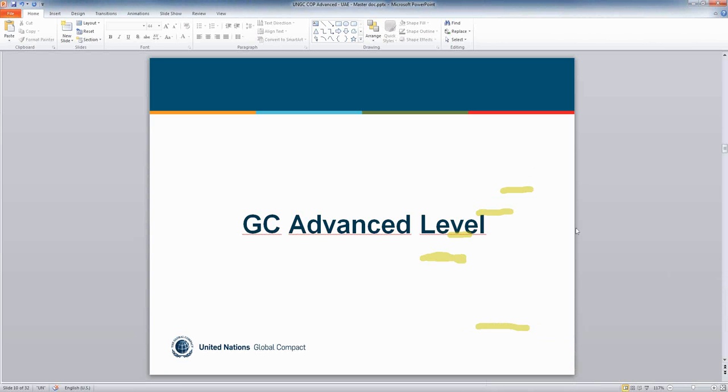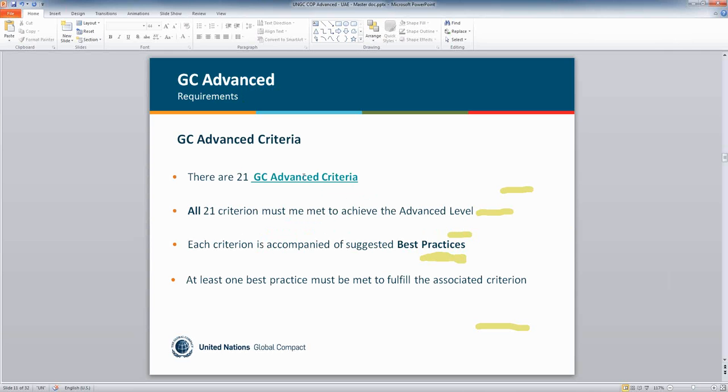Let's move on. The GC Advanced level. And regarding the question that we just received, not only will you receive this presentation, but the presentation is full of information. If you click on this link, it will take you directly to the area in our website where you can find the information. So let's talk about the advanced criteria.